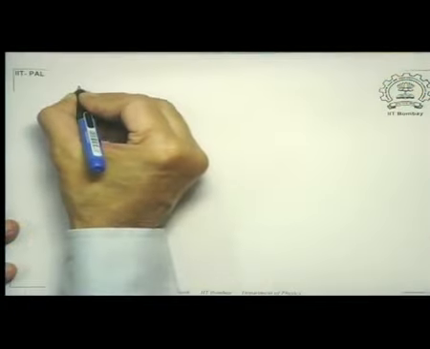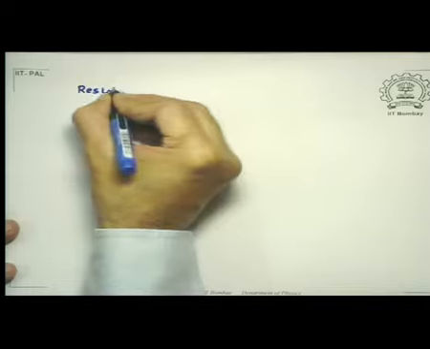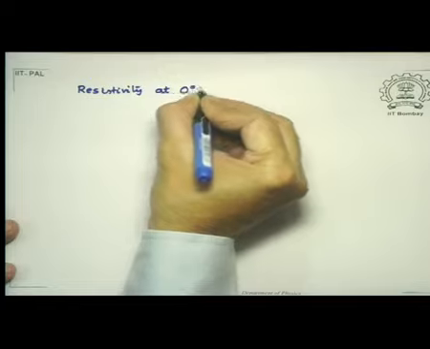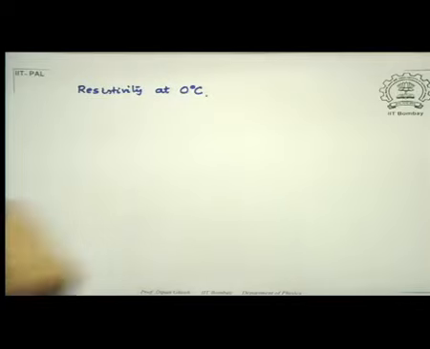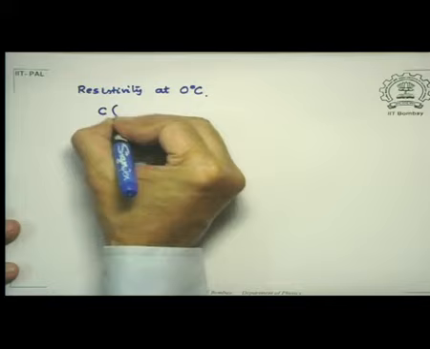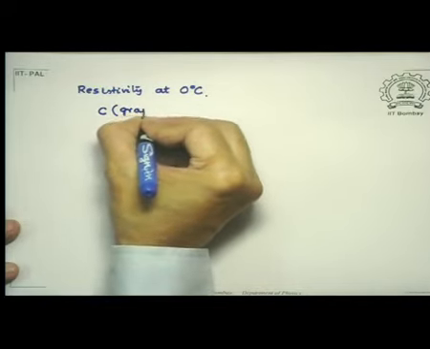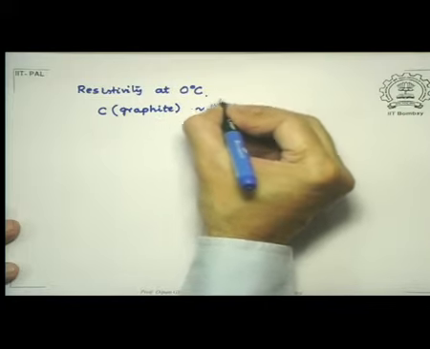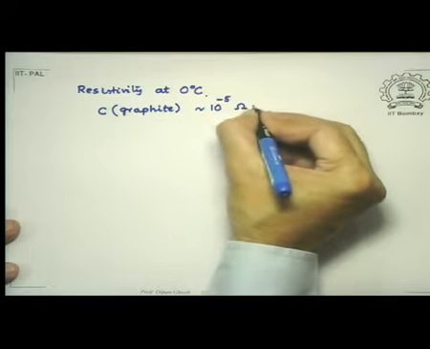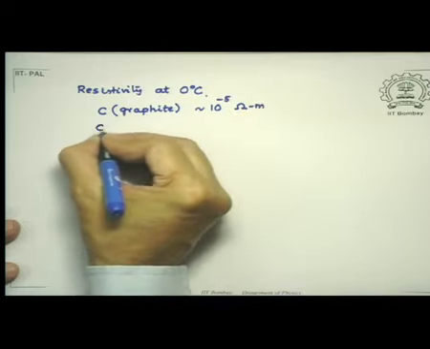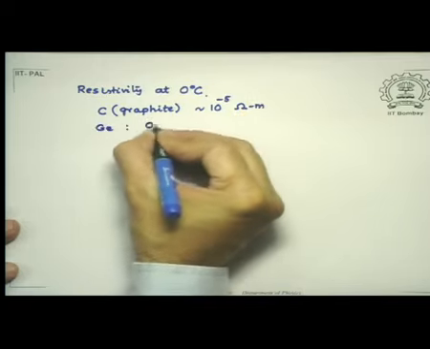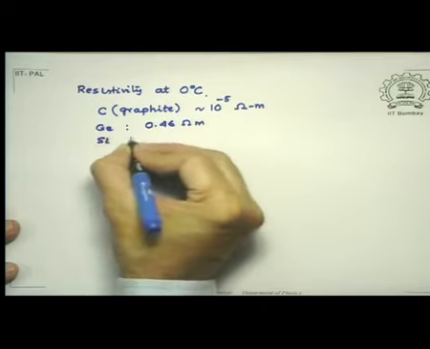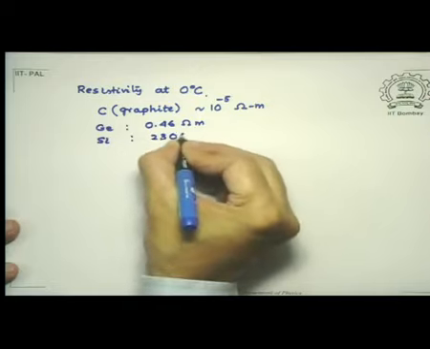For example, if you look at resistivity at 0 degrees, carbon in the form of graphite is of the order of 10 to the power minus 5 ohm meter. Germanium is 0.46 ohm meter. Silicon, 2300 ohm meter.